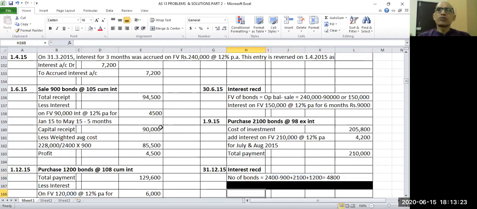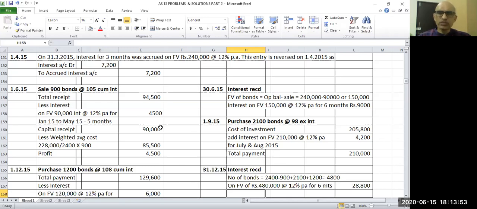Now, if you see the number of bonds, originally we had 2,400 bonds. We sold 900 bonds and 2 times we made a purchase, which was 2,100 and 1,200. So as on date, your holding is 4,800 bonds. So on face value of 4,80,000, 12% per annum for a period of 6 months, if you calculate the interest, it comes to 28,800 rupees.